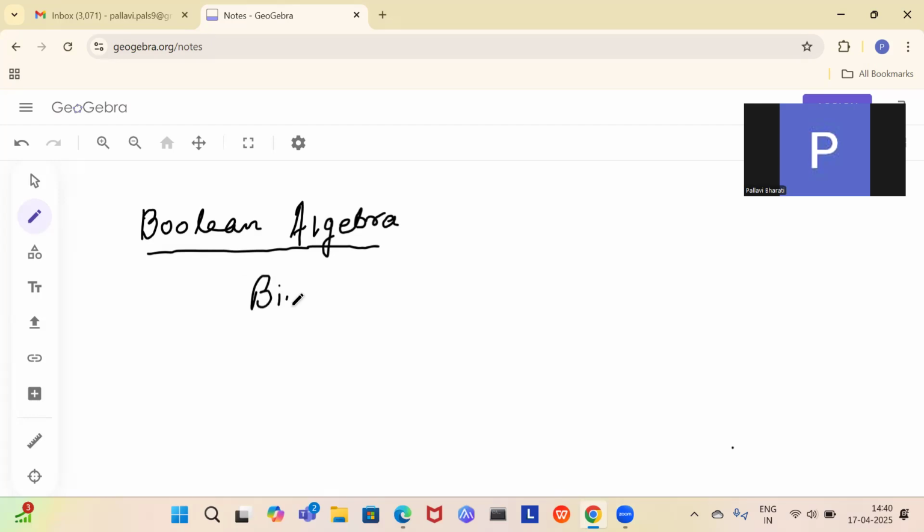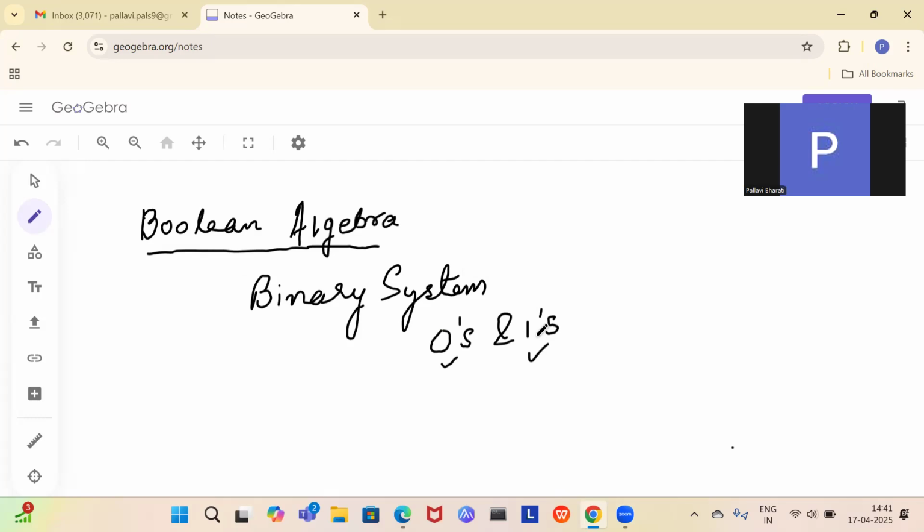So my binary system, we all know till now that the binary system consists of two variables. You can say two major things are there in the binary system, that is the zeros and the ones. So the variables are assigned only these two values, zeros or ones, right?